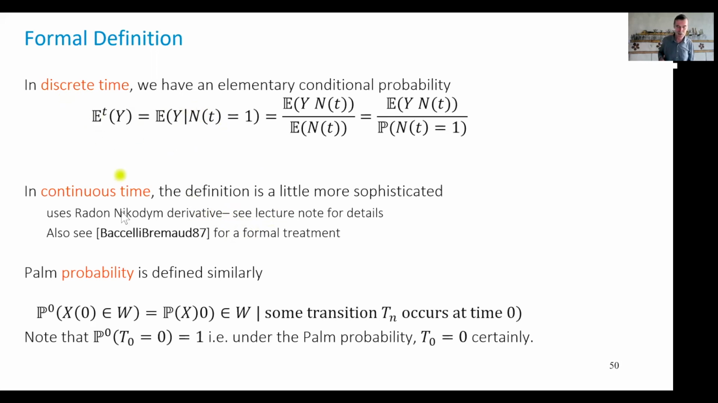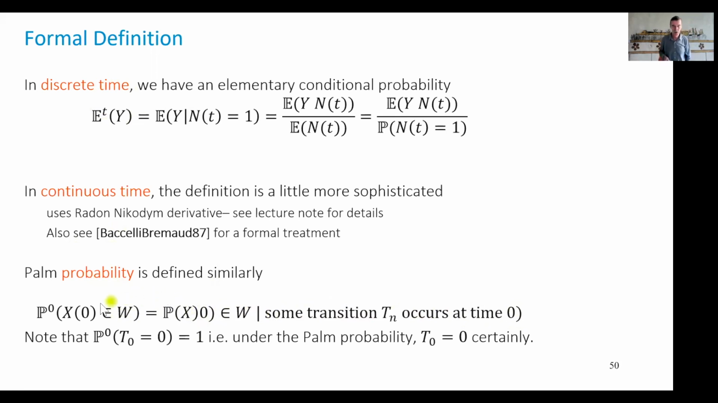I defined Pam expectation, and I use the word Pam probability. In fact, the two are related. If I know how to compute an expectation of anything, I know how to define a probability, because the probability of an event is the expectation of the indicator function of this event. So the probability that x of 0 belongs to w, for example, given the Pam probability, is the probability that x of 0 is in w, given that some transition occurs at 0. So it's the same conditional idea, but for probability.